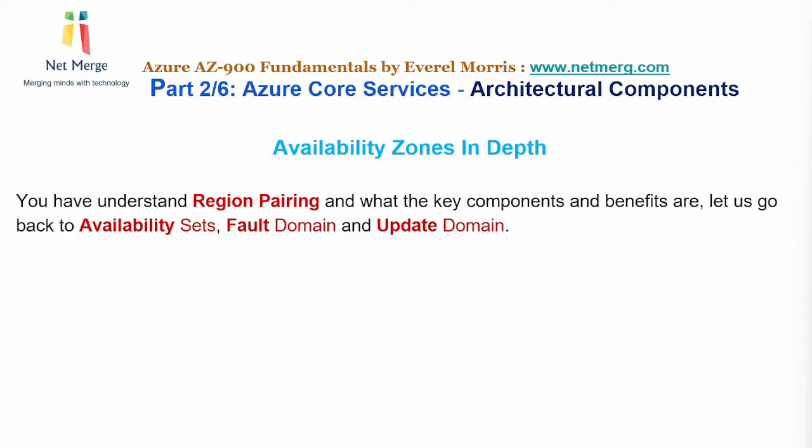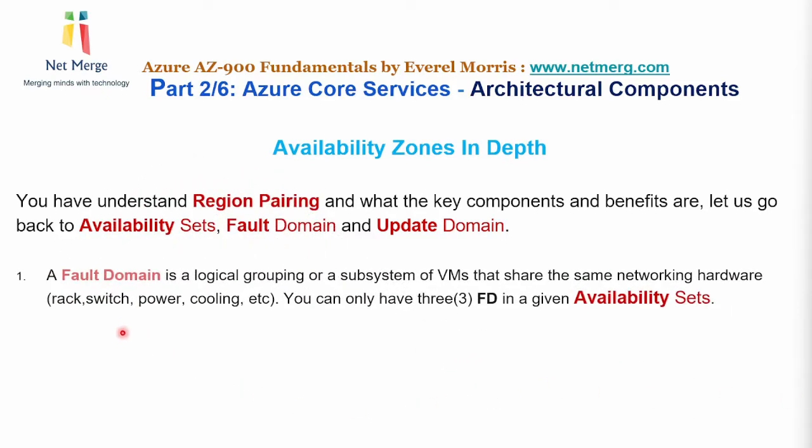All right, so let's take a quick look at the availability zone in depth. Now, you have to understand region peering and what the key component benefits are. Let us go back to the availability set and let us talk about fault domain and update domain and availability set. I touched on it briefly and I promise you I will come back to it in detail. So a fault domain is a logical grouping or a subsystem of virtual machines that share the same network hardware. So you're sharing rack, switch, power, cooling system.